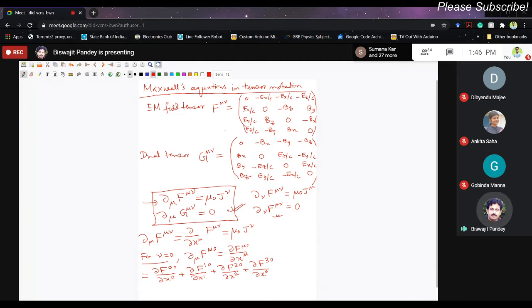The first term is straight away 0 because F^{00} is 0, right? All the diagonal elements are 0. The first term will be 0. And then x^1 is x, so plus ∂/∂x of F^{10}. Let us see, what is F^{10}? This one is F^{10}, right? Minus of Ex/c, no, this is F^{01}, this one, right? This is F^{10}.